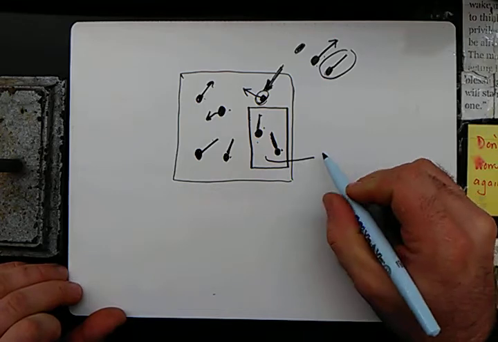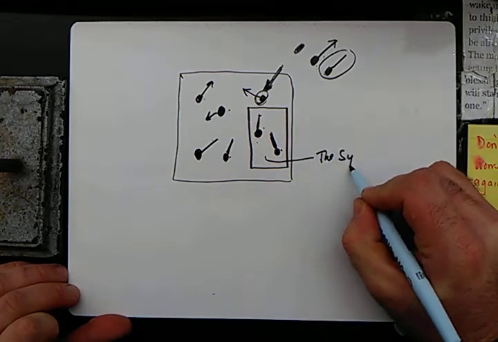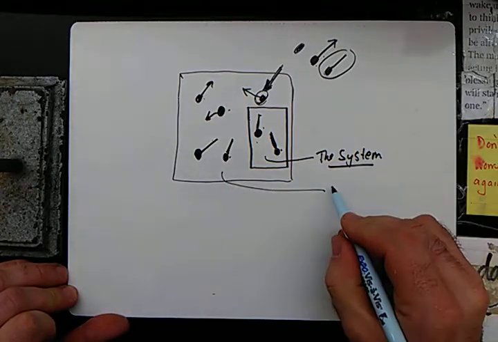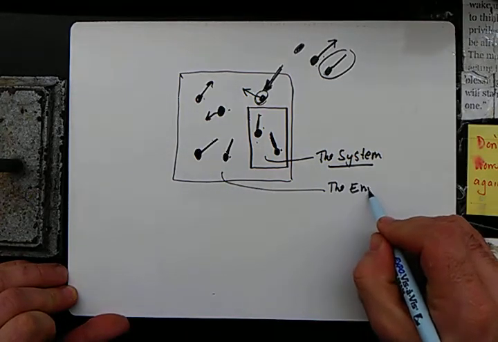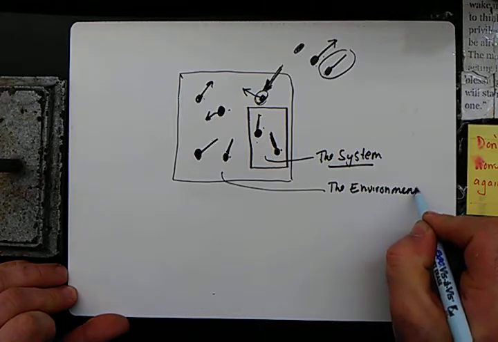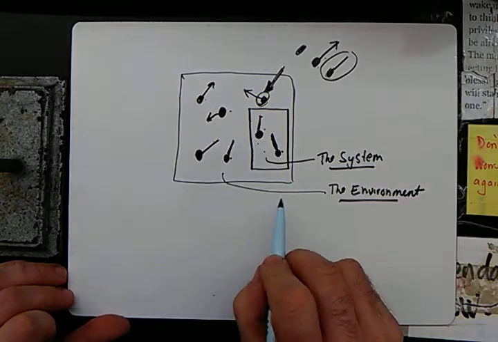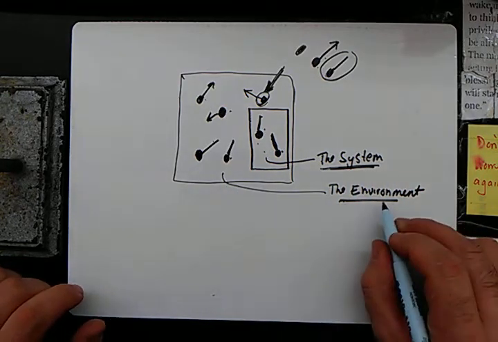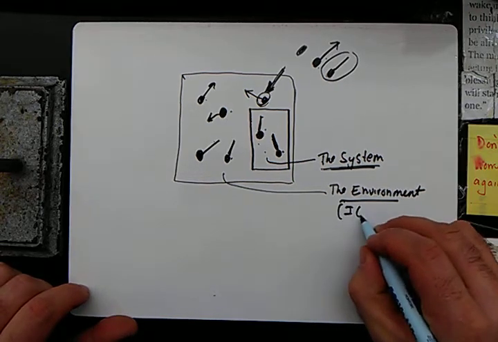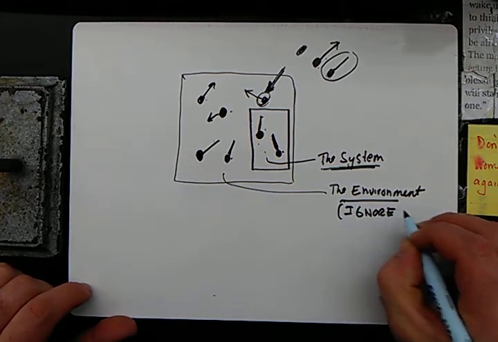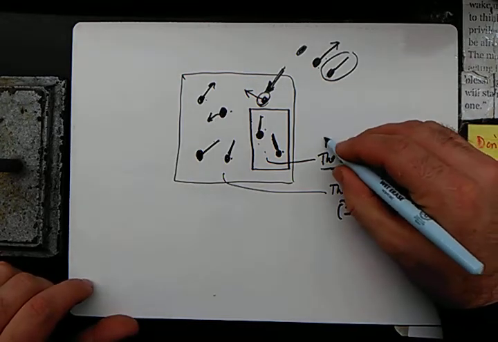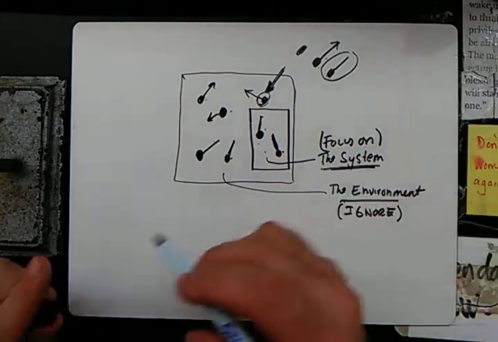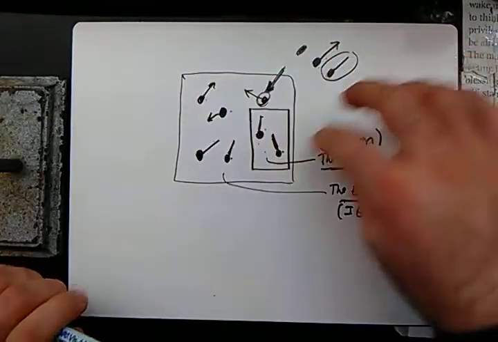So what I'll call this, I'm going to call this the system. Okay, this is our system. And then we'll call this the environment. Okay, so inside the box is the system. You're going to hear me refer to that a lot. And this is the environment. We're going to ignore the environment and focus on the system.